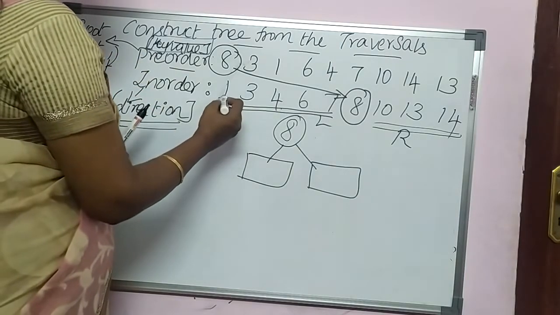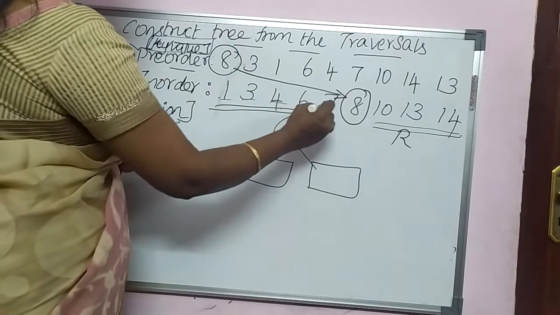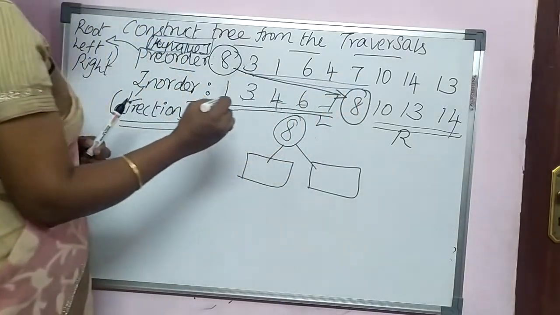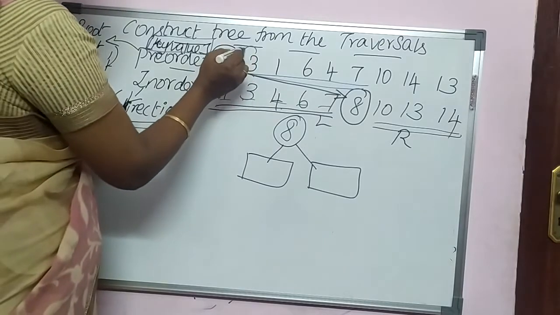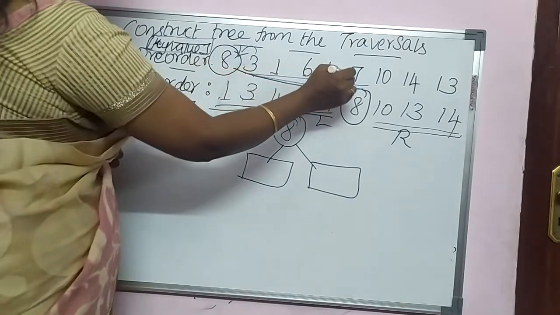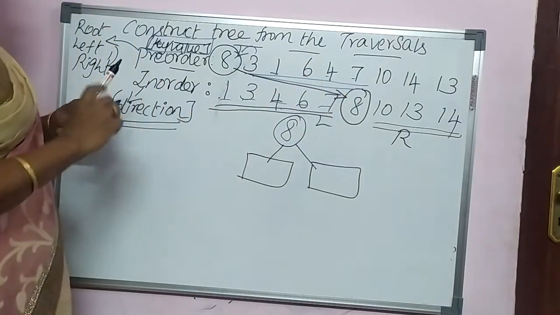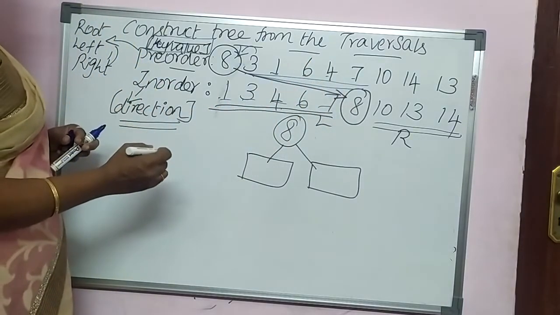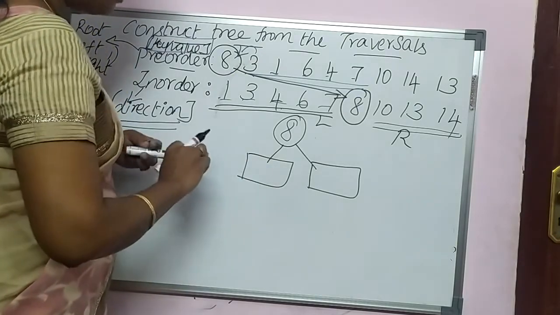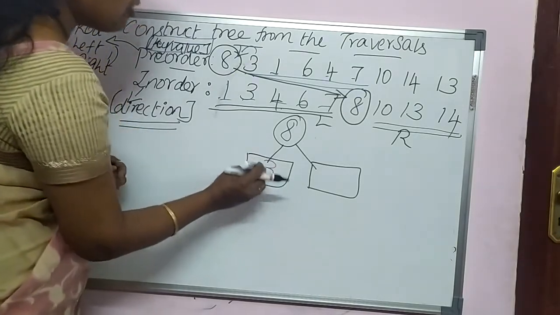So here, out of 1, 3, 4, 6, 7, we just go and check with pre-order. When I take the same series here, 3 is the element which is very close to 8 compared to 1, 6, 4 and 7. Which tells me that 3 is the element I identified and that has to be placed towards the left of 8 now. So 3, I am just placing it towards the left of 8.